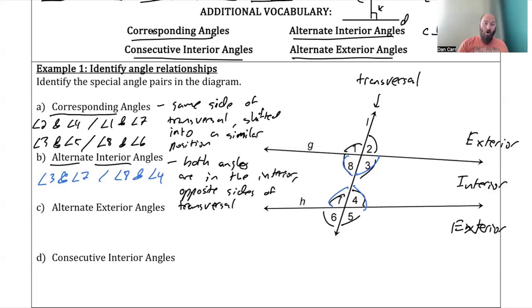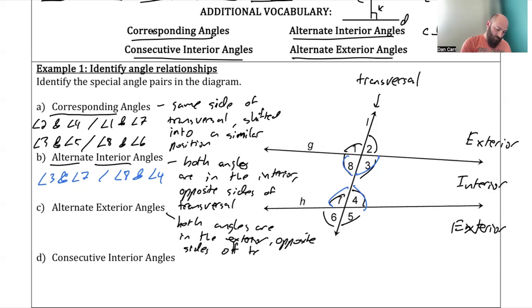Okay, so for the next one, alternate exterior angles. It's the same exact idea as the other one, but now both angles are in the exterior and opposite sides of the transversal. Okay, so when I look at this one, let's do this in red, like angle 2 and angle 6. Those are on opposite sides. They're alternate sides of the transversal. So angle 2 and angle 6, as well as angle 1 and angle 5.